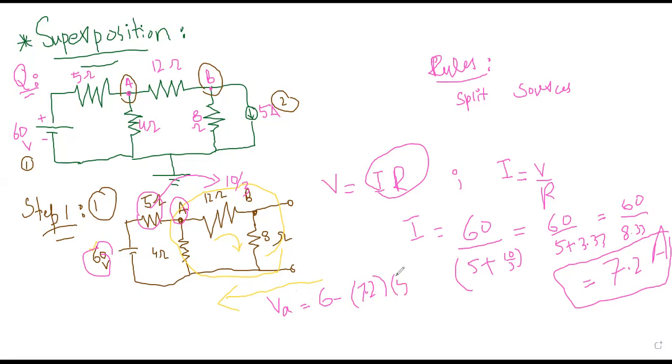This point is clear, Zain, or not? Yes, sir. Okay. So for A, I think from the calculator, it is 60, not 6. It is 60. So 60 minus this. So the answer is 24 volts. So V of A equals 24 V. So any question till now, Zain?